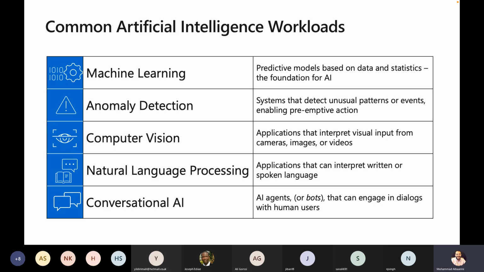is an application that interprets visual inputs from cameras, images, or video. The same example I gave you. Natural language processing is an application that interprets written or spoken language. And then conversational AI, AI agents or bots that can engage in dialogue with human users.